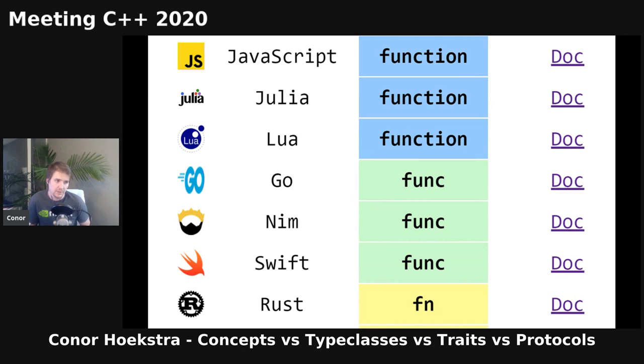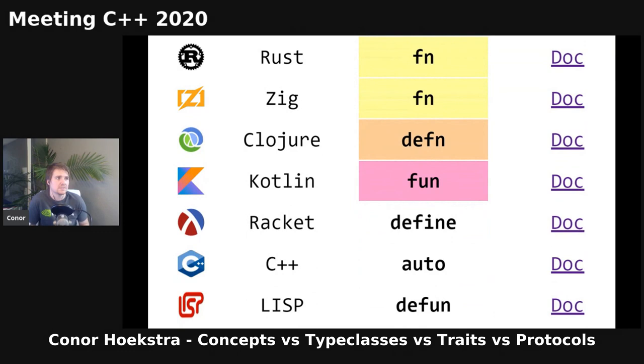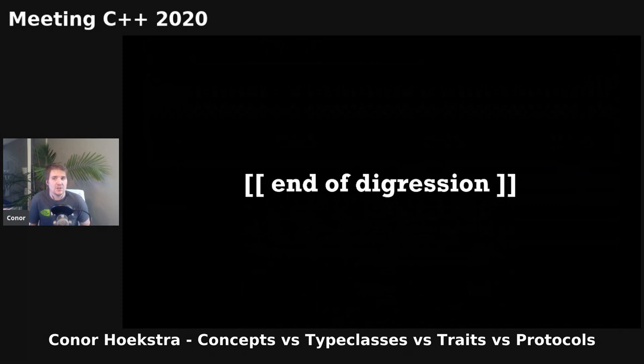Then after func, we have fn, which exists in Rust and Zig. And then at the bottom, we have the languages that are sort of one-offs. Fun is for Kotlin, which I think is a nice keyword. If I wrote a language, I might choose fun. End of our digression, and back to our functions that add two integers.